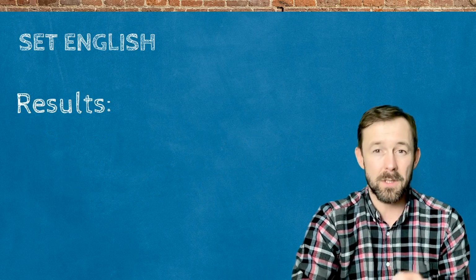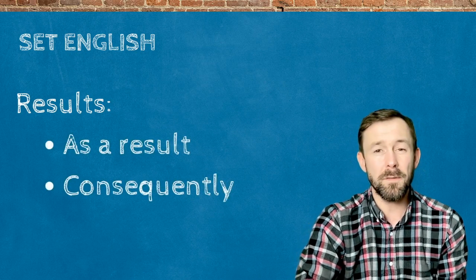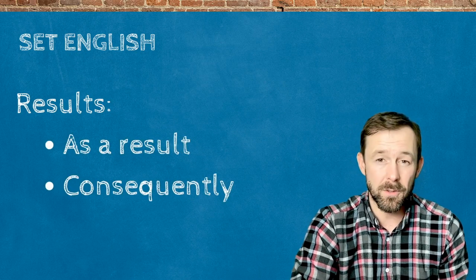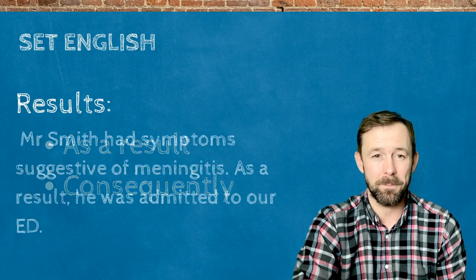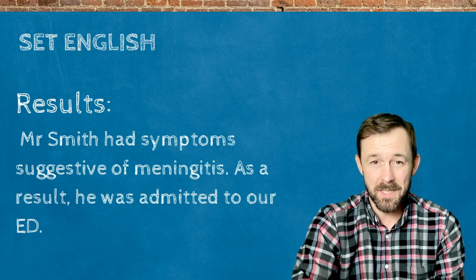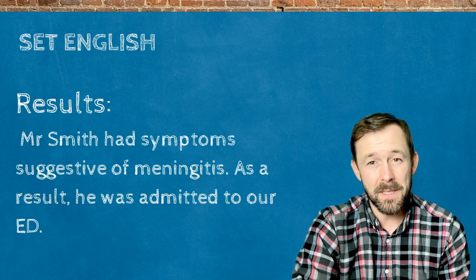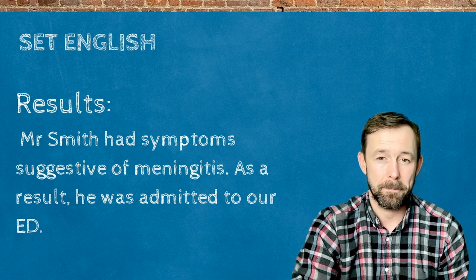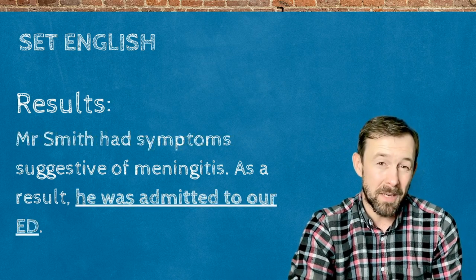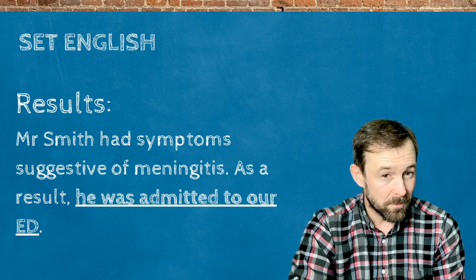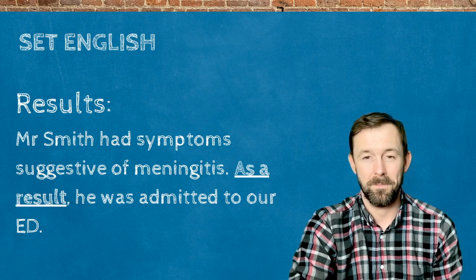Now we're going to focus on what happens after the cause. You often use phrases like as a result or consequently for that. I'll give you an example. Mr. Smith had symptoms suggestive of meningitis, full stop. As a result, he was admitted to our ED. So we can see there that as a result is followed by a result, and it's there at the beginning of a new sentence.